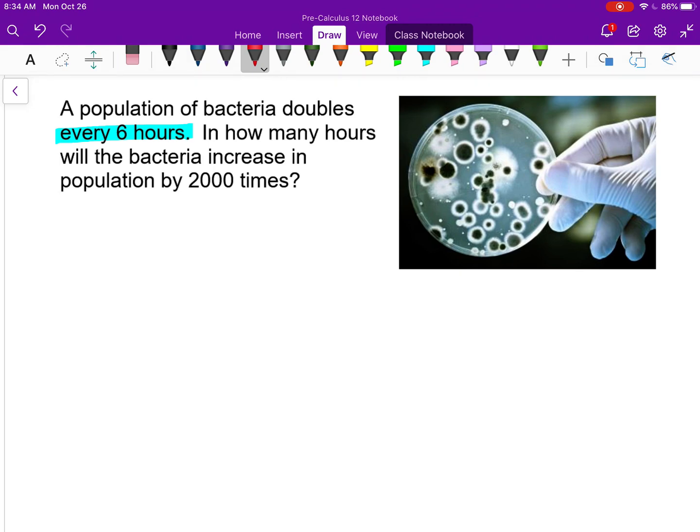The population of bacteria grows exponentially, at least at first. And what I say here is the population of bacteria doubles every 6 hours. So how many hours will it take for the population to increase 2,000 times? So first, let's think about what it means. Well, it doubles every 6 hours.